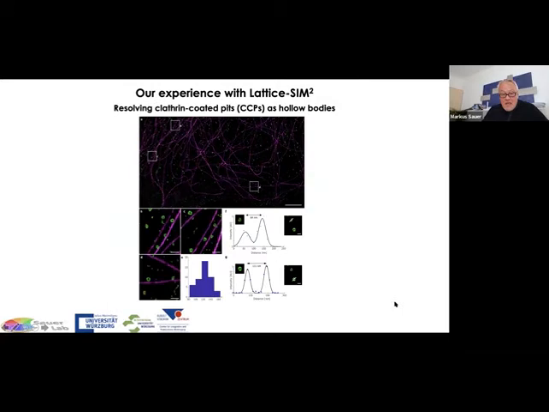Of course, if we talk about resolution, another sample we usually use is clathrin-coated pits, which have a known diameter of about 80 to 120 nanometers. If you can really visualize these CCPs as hollow bodies, as you can on a Lattice SIM² microscope, you can be sure that you really achieve dramatically sub-100 nanometer resolution, as we can reveal these hollow structures with membrane-to-membrane diameters of about 80 to 100 nanometers.